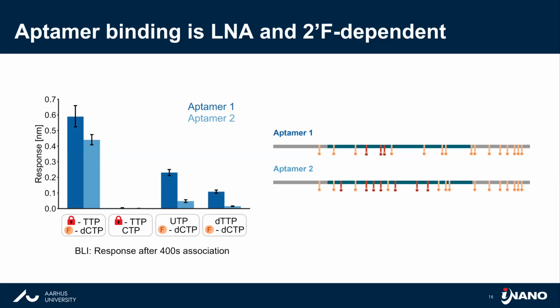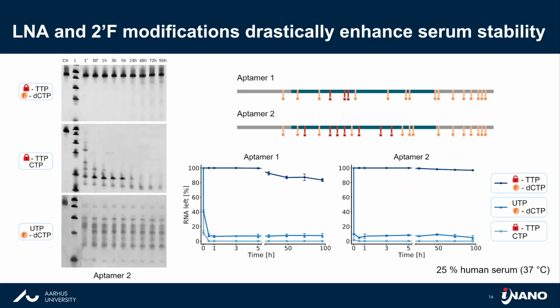But then the big question is, I was claiming that the LNA modifications increase the stability of the aptamer. So we also did a serum stability test, and we could see that when we have both modifications, the aptamers are stable for over 4 days. When we stopped the experiment, it would have been interesting to see how long we can actually go on. But when we removed one of the modifications, we saw an immediate drop in stability after minutes, so we lose the full length aptamer.